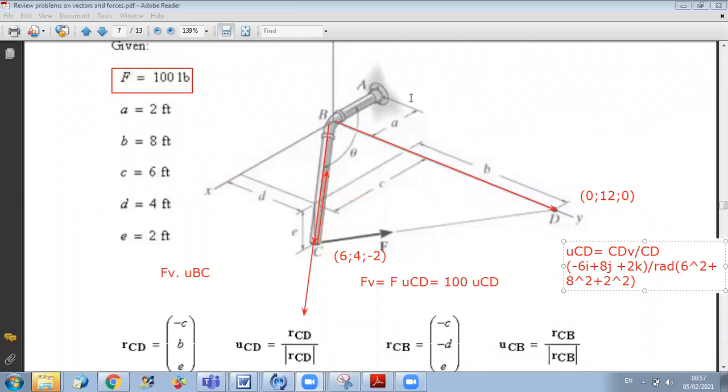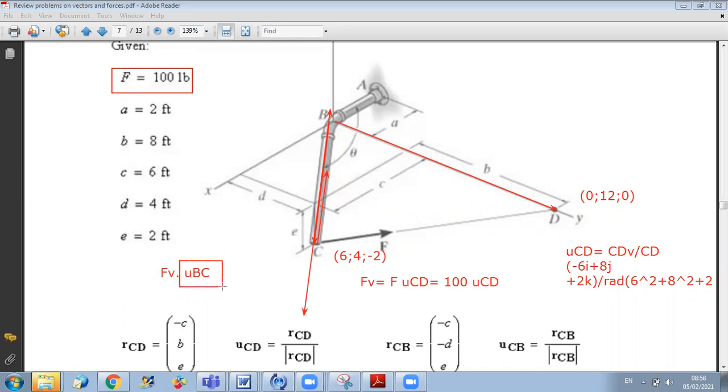When you want to project a vector on a line, all you have to do is find the vector first, and then you do this vector dot product the unit vector of the line you want to project on. So here you want to project on which line? You want to project on line BC. So to project on line BC, you should do F dot product unit vector of BC. That's it. So now how to find unit vector of BC?